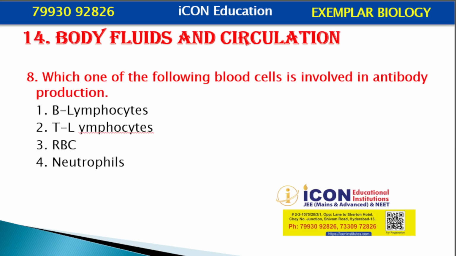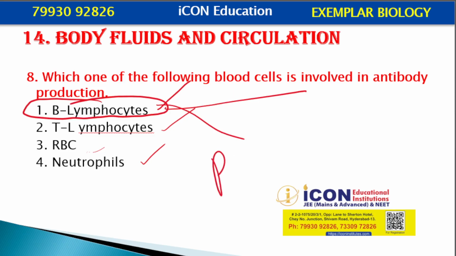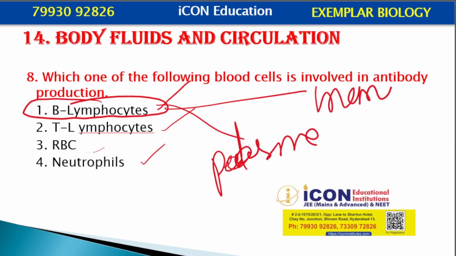Next, which one of the following blood cells is involved in antibody production? B lymphocytes, T lymphocytes, RBC, neutrophil. The blood cell involved in antibody production is the B lymphocyte, which produces plasma cells and memory cells. Plasma cells produce antibodies now and memory cells produce antibodies in future. So what is our answer? B lymphocytes.